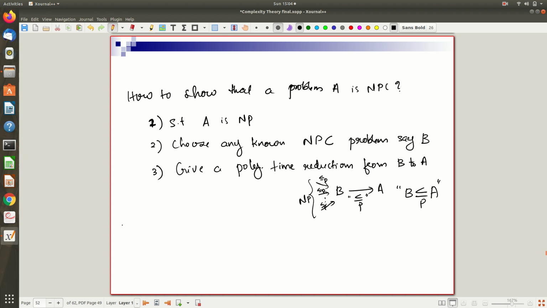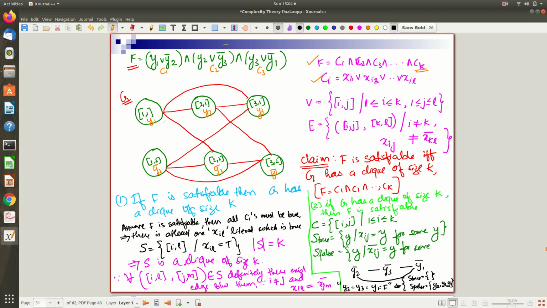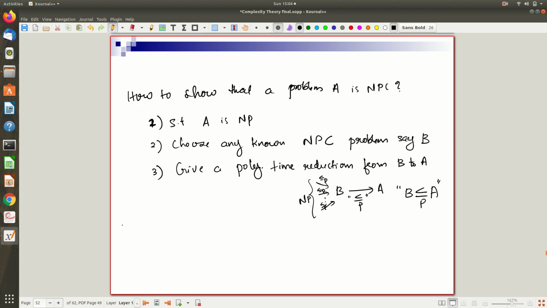And once you get the reduction, something like what we did in the previous clique problem, we drew a graph. That graph construction is actually the reduction. But the process is not over yet. You have to show mathematically rigorously that your reduction is correct, or the argument you are making out of the reduction is correct.